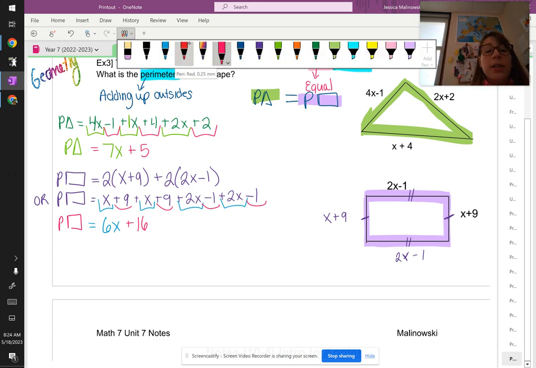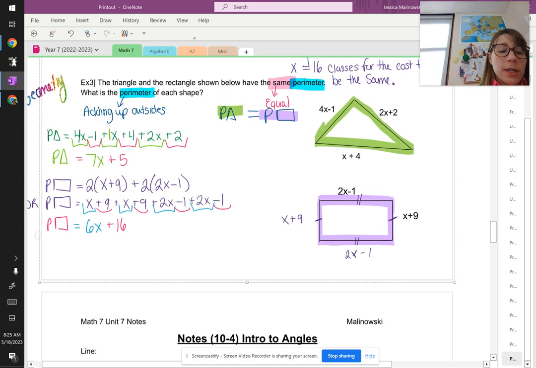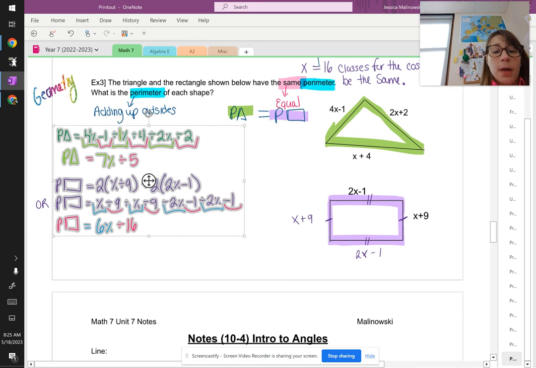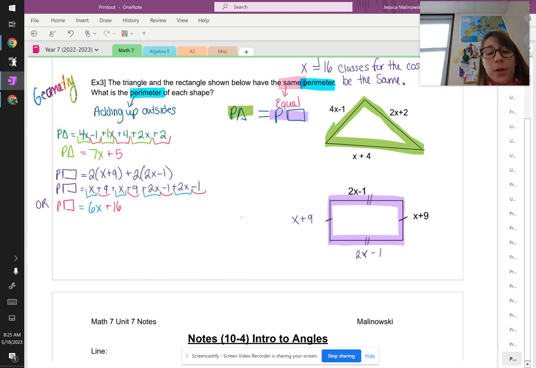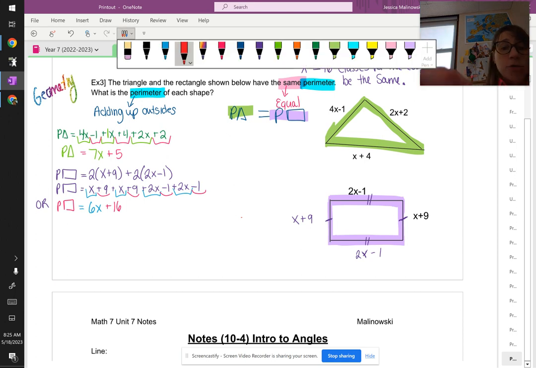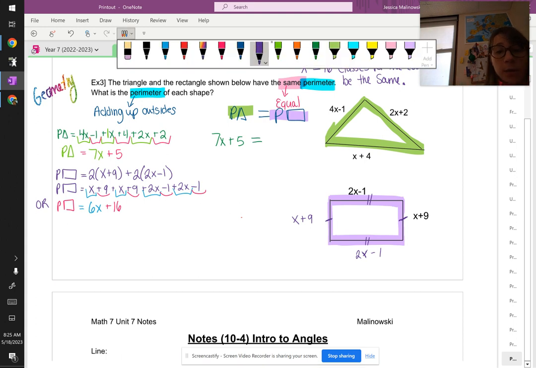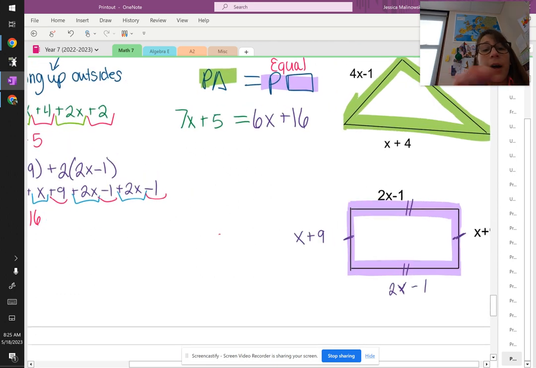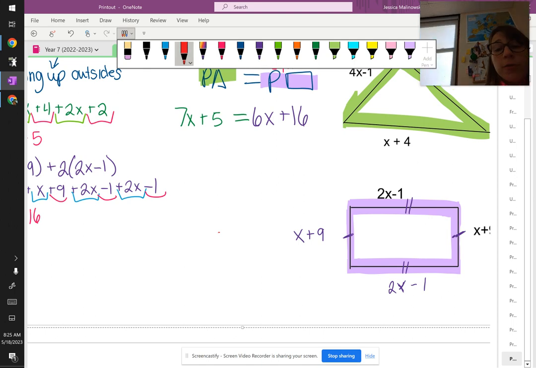Okay, but we haven't created an equation yet to solve and get what we need to. So next, again, we need to go back to the mention that the triangle and the rectangle have the same perimeter. So I'm going to take that triangle perimeter of 7x plus 5, and I'm going to set it equal to the rectangle perimeter of 6x plus 16. And now we have a little baby equation with variables on both sides that we can solve.